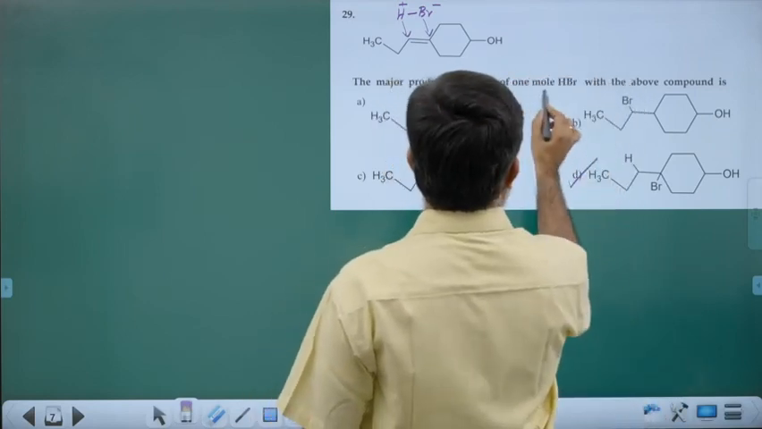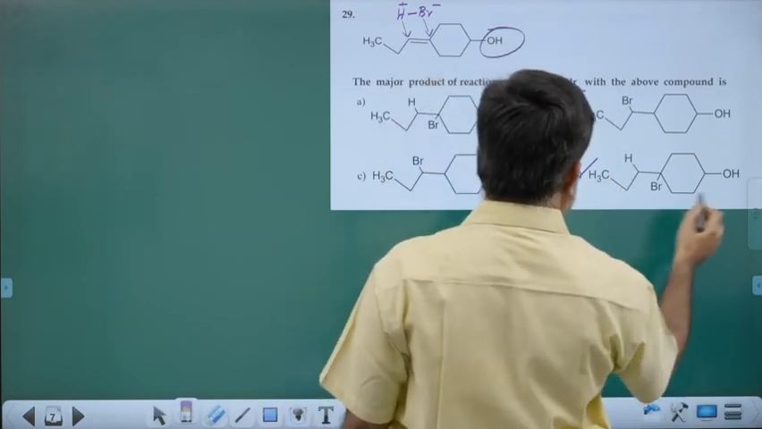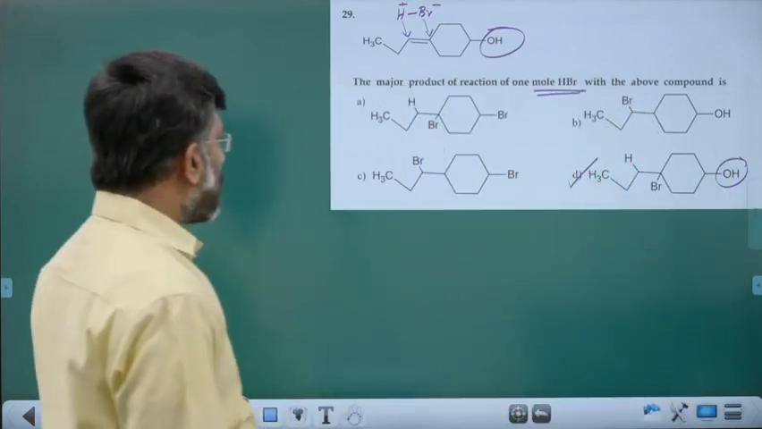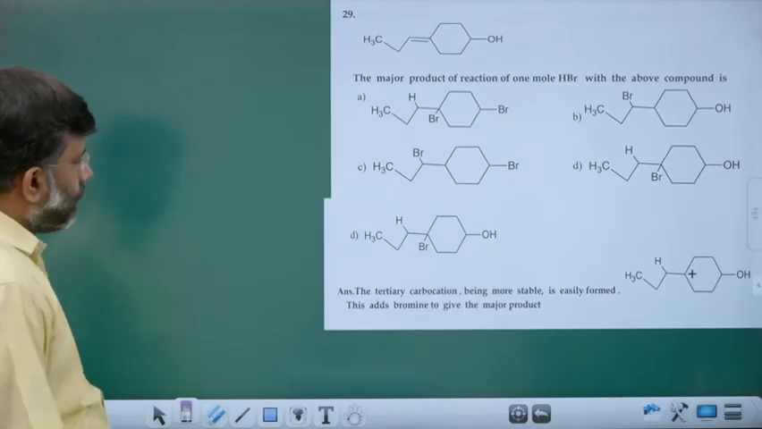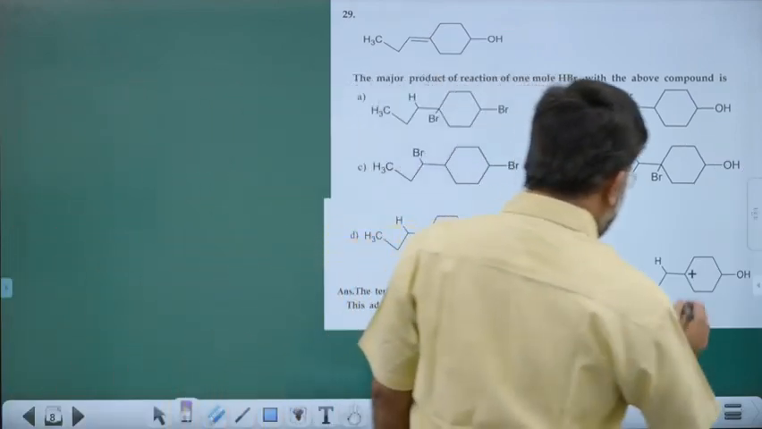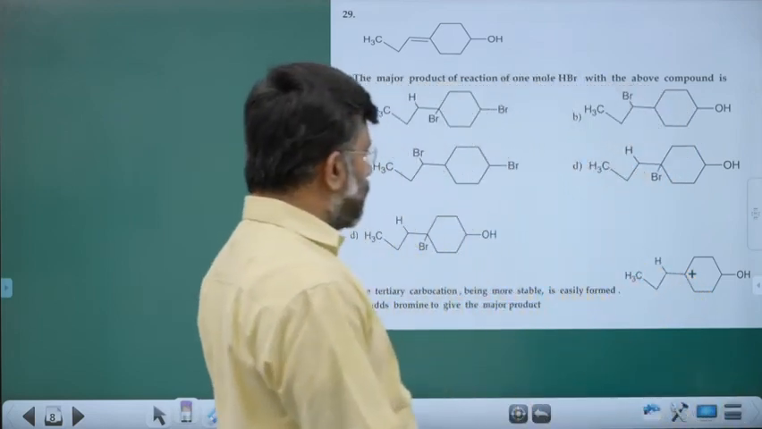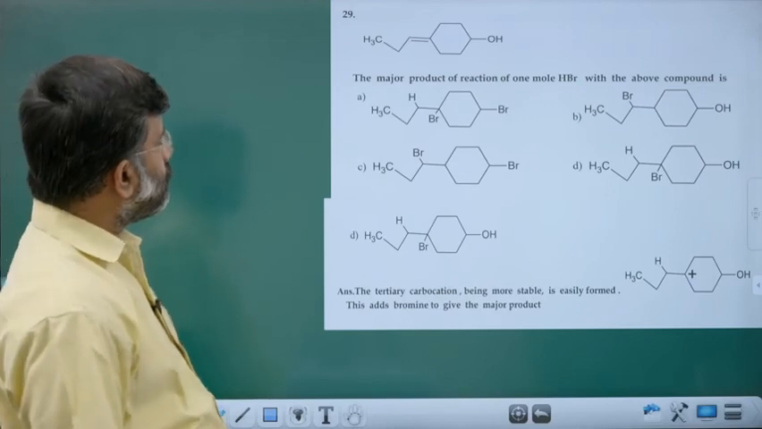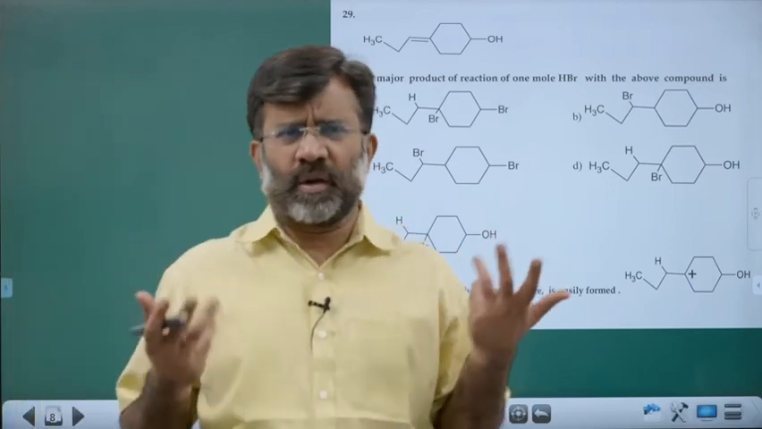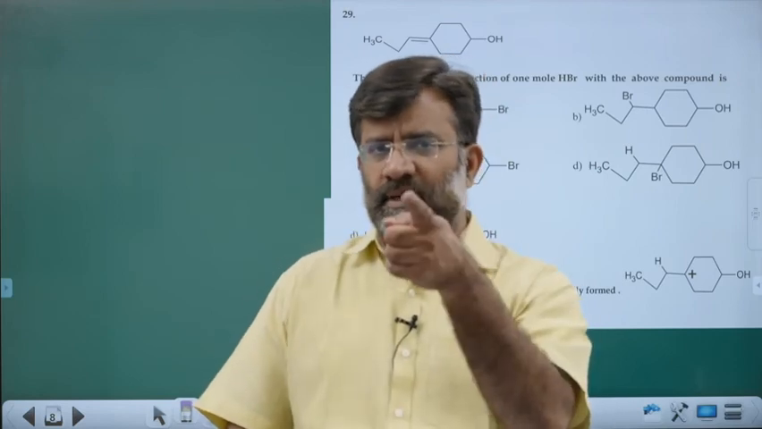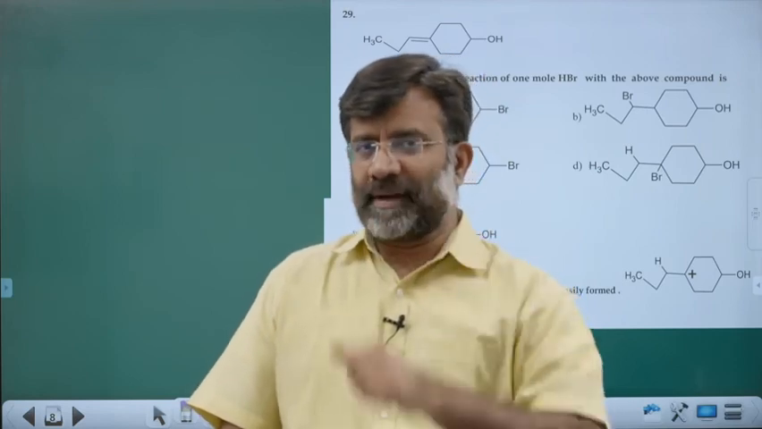Because only 1 mole is used, this part is unaffected. So it is option D. You get a carbocation there and Br minus will attack there. Option D. Simple, Markovnikov addition, nothing more. Don't get confused, that is not a benzene ring.